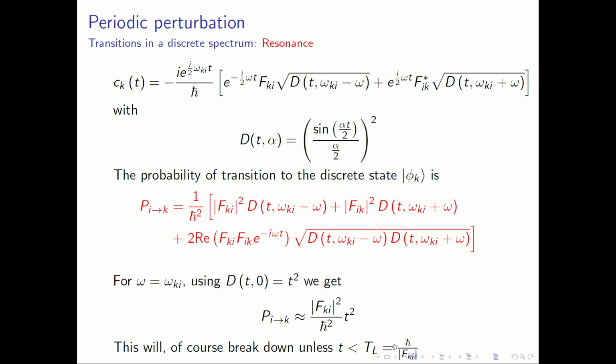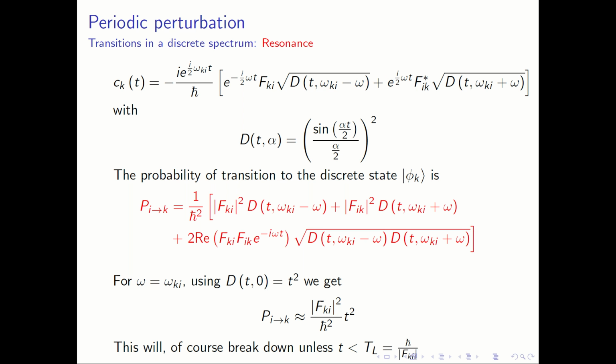So what this means is this expression will break down, and in retrospect it really means first order time dependent perturbation theory will break down unless t is actually smaller than this limiting time, h cross by mod of fki. Of course, if the perturbation is small, fki is supposed to be small, then h cross by mod fki should be a rather large number.